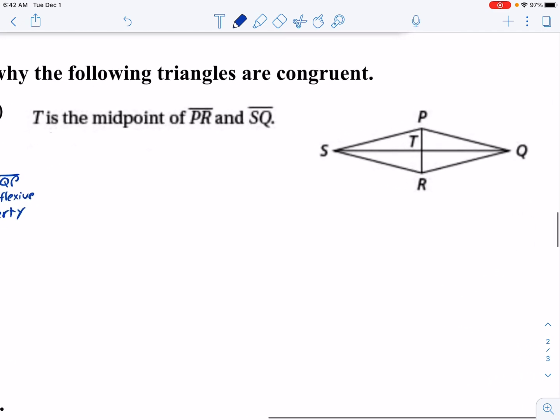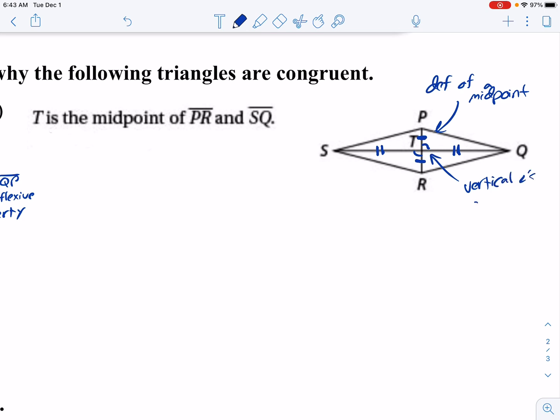Okay, if T is the midpoint of PR, then these two lengths would be congruent. That's our definition of a midpoint. And then you're also told that it's the midpoint of SQ, which means these two side lengths are congruent. Okay, and now you actually have two different pairs of congruent angles, because all of these angles formed here are vertical angles. And vertical angles are congruent. It's our vertical angles theorem.